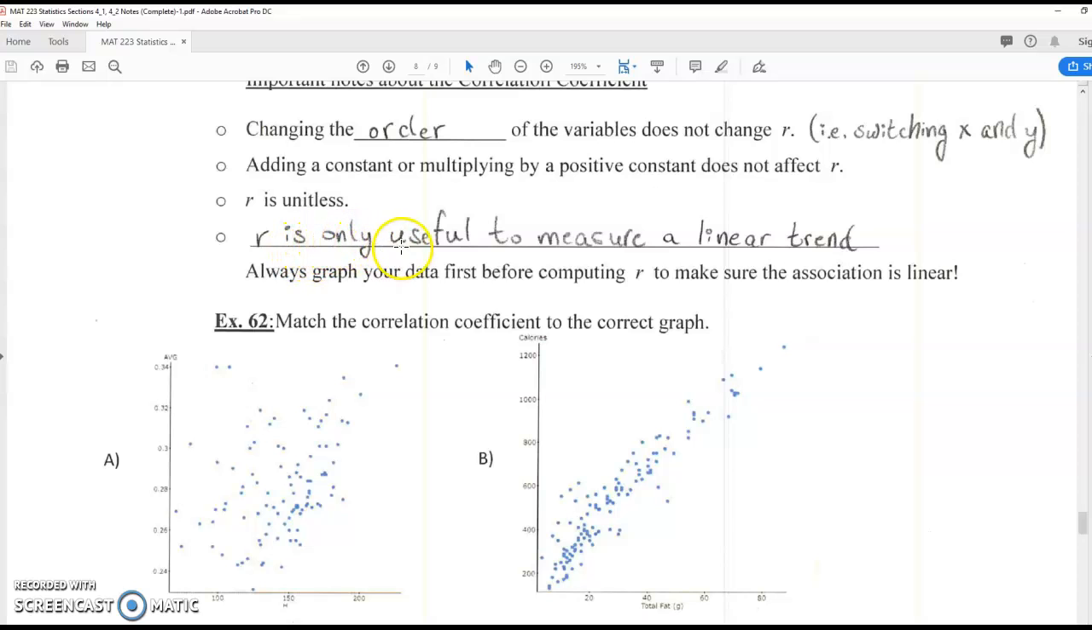R is only useful, though, for measuring a linear trend. One of the things that even people who are really good with statistics forget is to make sure they look at a scatter plot first and make sure that we actually look like we have a line that could pass through our scatter plot, not some other kind of trend. So we always have to make sure we're measuring a linear trend, not another kind of trend. In this class, we will only do linear trends, but you need to guard against whether your data is linear or not. Always graph your data first. That's what I was just trying to point out.